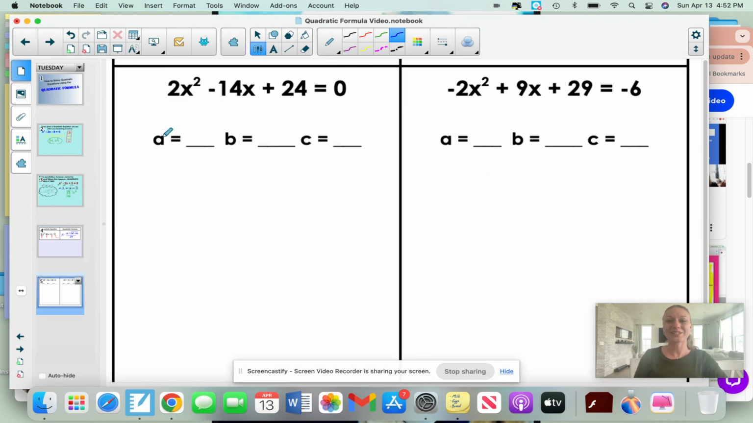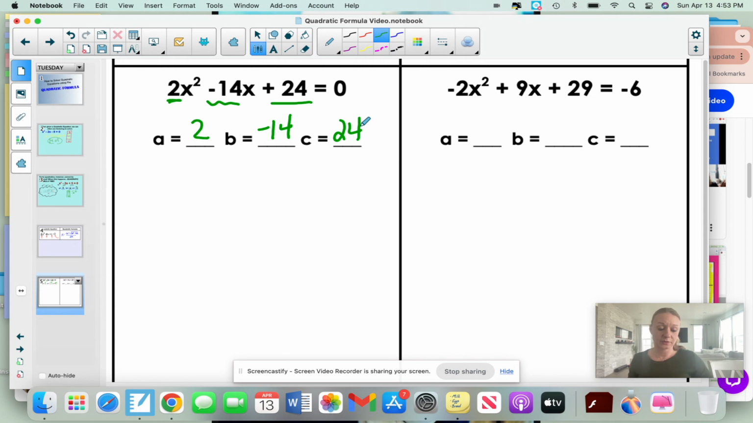Okay. So looking at these two equations, the first thing you should ask yourself is, can I factor this? Because right now it has a leading coefficient greater than 1, your answer is no, for the purposes of where we are in algebra right now. So here we are. The first thing we need to do is identify what is A, B, and C. So I know that A is 2, B is -14, and C is 24.